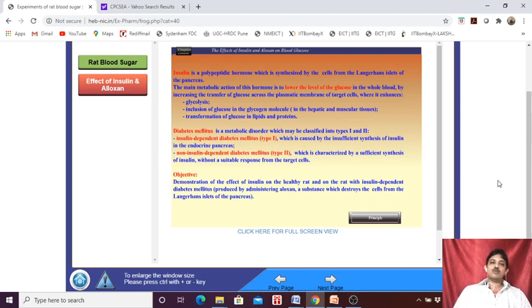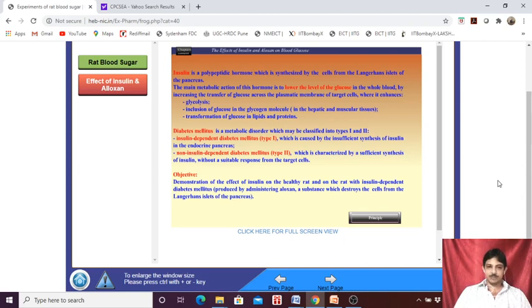Now there are mainly two types of diabetes mellitus. Type 1, insulin dependent diabetes mellitus. What will happen? In this case, the insulin beta cells will be destroyed, so there is insufficient synthesis of insulin. In case of type 2, it may occur in two categories, either reduced insulin secretion or insulin resistance. That means insulin will be there, but the body cells will not respond to the insulin. In both cases the blood glucose level increases. Some other categories also exist, like gestational diabetes mellitus, which occurs during pregnancy.